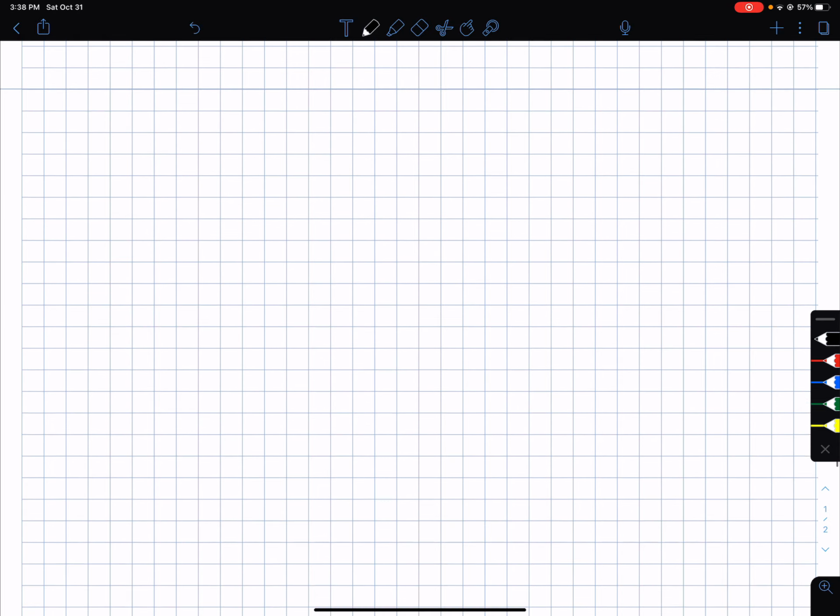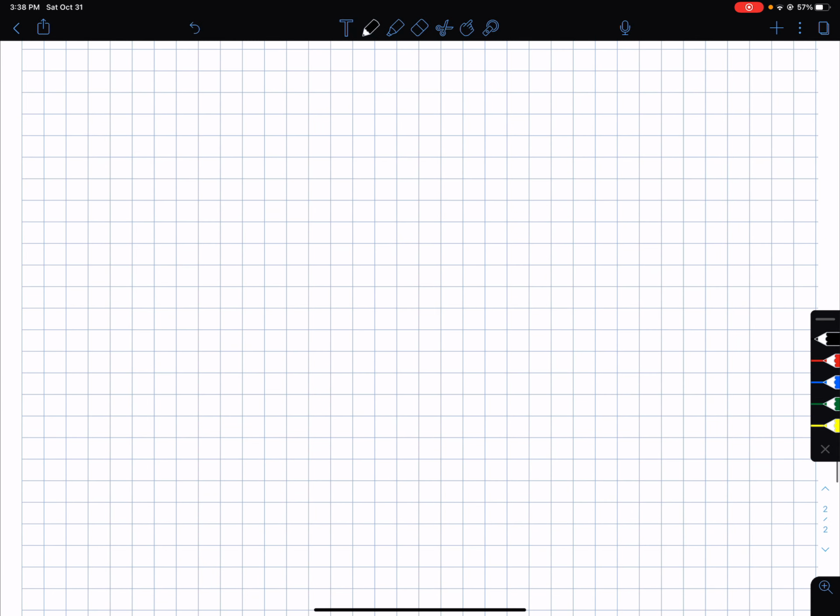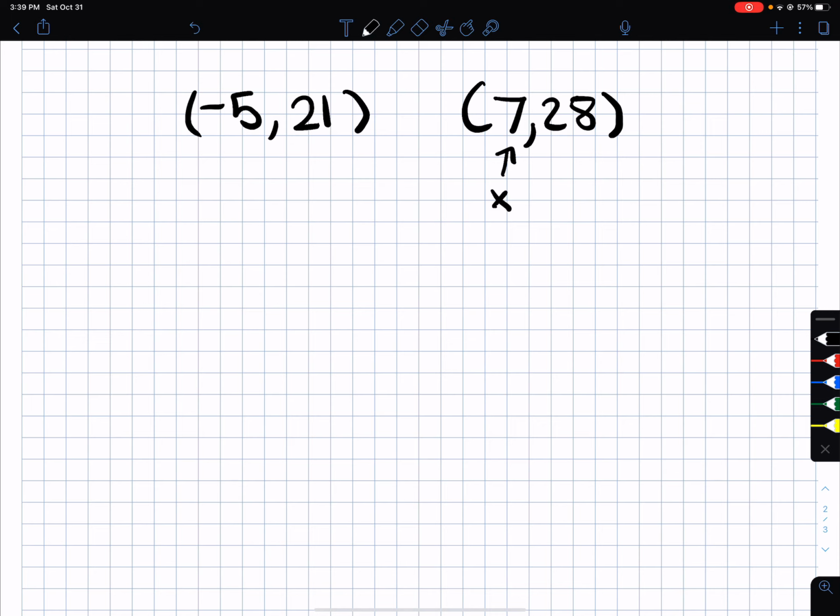So let me try with another example. Let's just work with (-5, 21) and then (7, 28). I'll start this one as my x2, y2, and here I'll have my x1, y1.